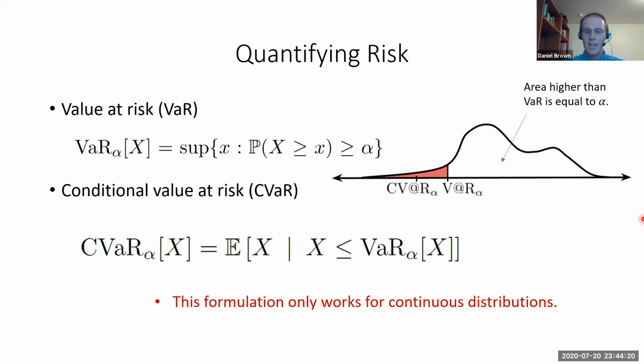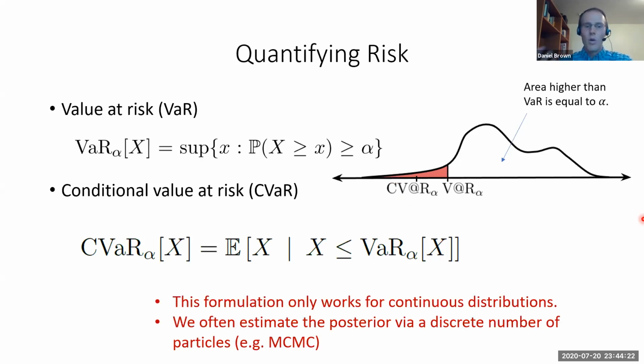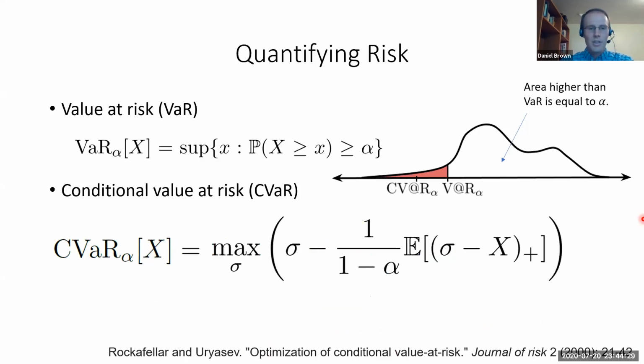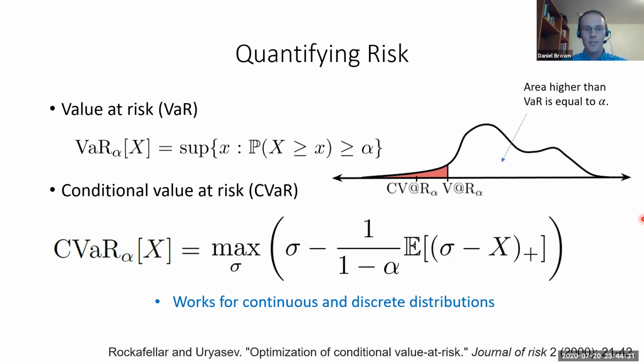However, this only works for continuous distributions. We're often going to estimate our posterior via a discrete number of particles, such as MCMC. So it turns out there is a nice convex version of this, which works for continuous and discrete distributions. And because it's convex, it's going to make it easier to optimize.